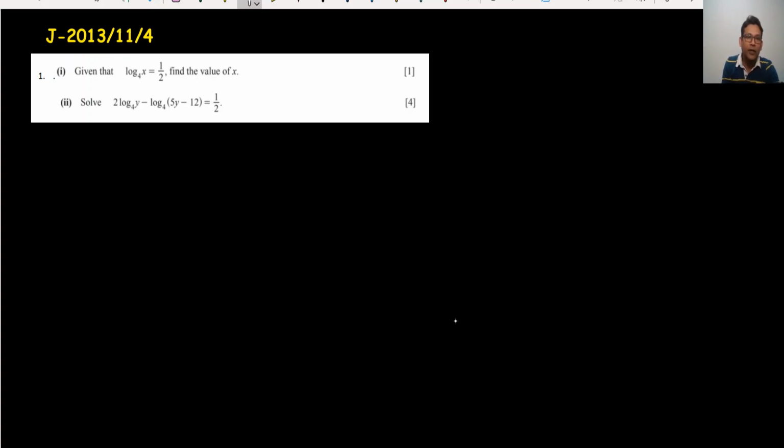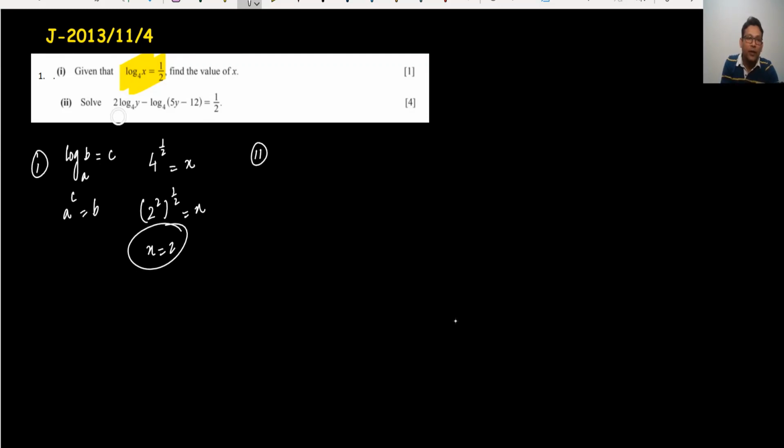Given that log 4 x is equal to 1 upon 2, this is the logarithm form, so we write it in the index form. A little explanation: when we write like this, a will be the base and c will become the power, equals b. This is called the logarithm form and this is called the index form. So we need to write this in index form. So 4 power 1 upon 2 is equal to x, and we write 2 power 2 times 1 upon 2. So x is coming 2, the first part.